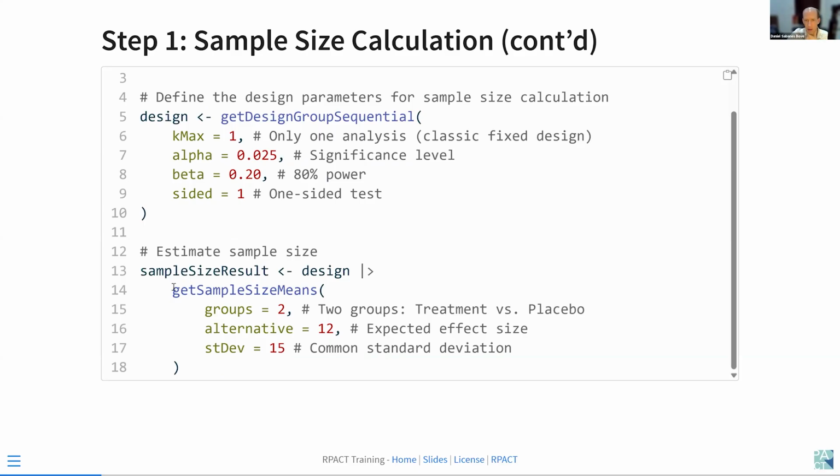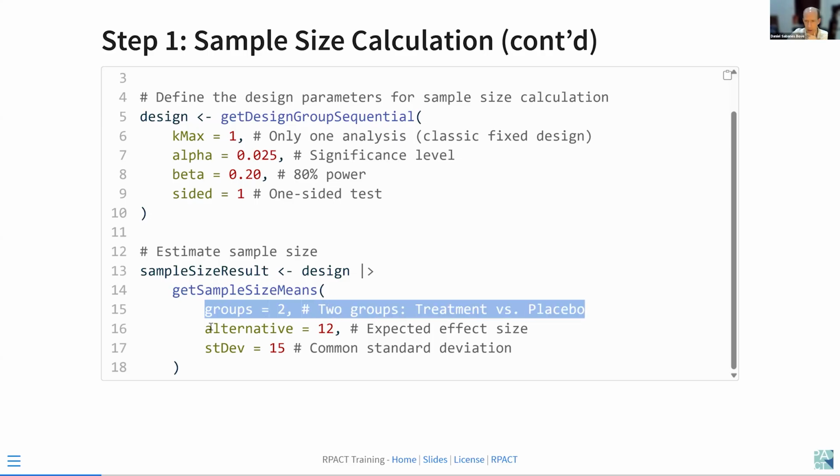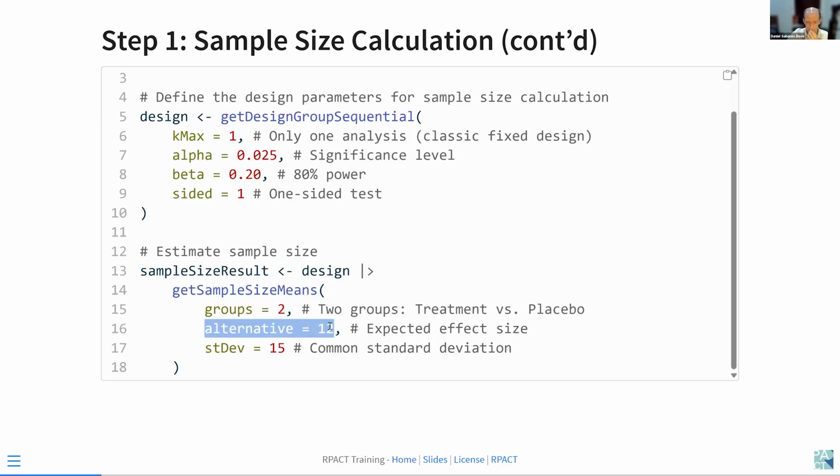And then I only come in with the outcome scale. So basically now I'm talking about get sample size means. So we talk about a continuous outcome. Here I have a two groups case, treatment versus placebo, my expected effect size. So the alternative I'm powering for is 12 units and my standard deviation is 15 units. So here we assume a common standard deviation for treatment and placebo arms.